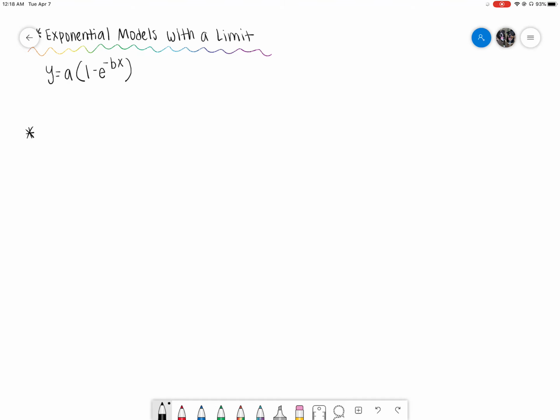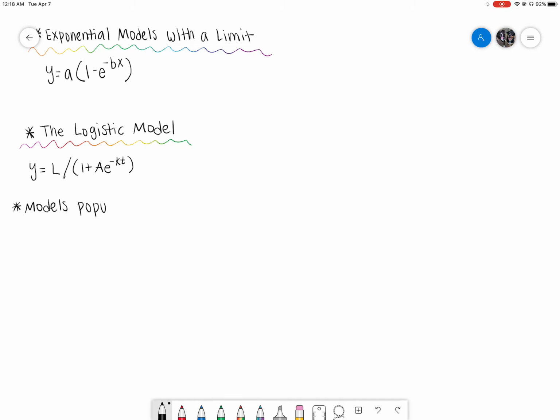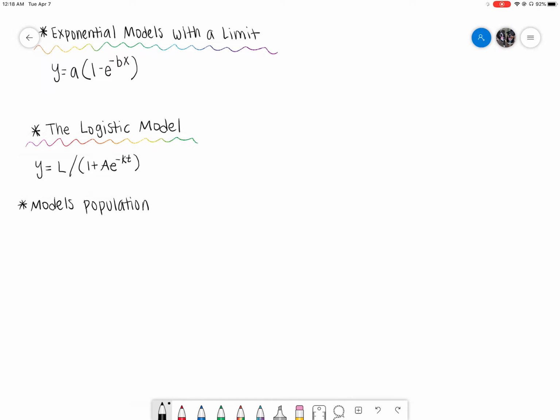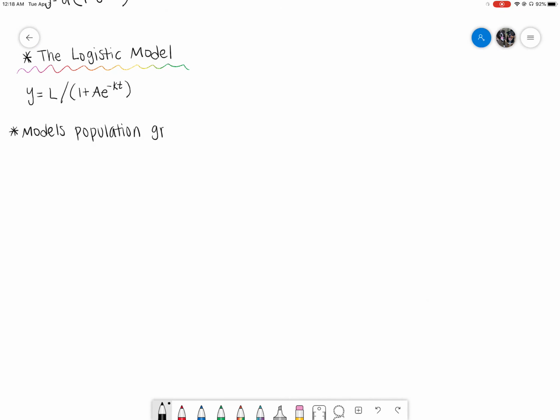Something similar is the logistic model. In the logistic model, we've got y equal to L divided by 1 plus a e to the negative kt. And this logistic model models population growth in a limited environment.